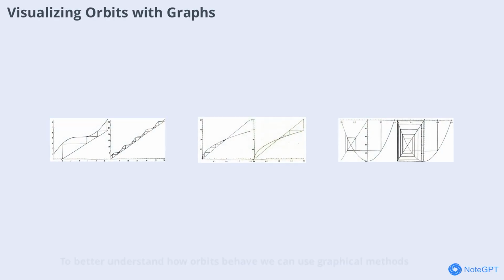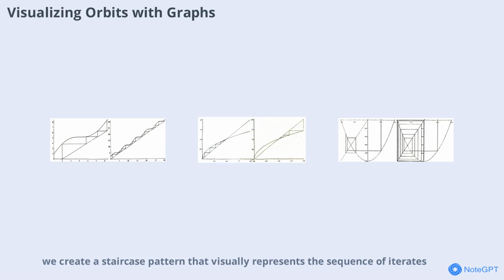To better understand how orbits behave, we can use graphical methods. By plotting the function y = f(x) alongside y = x and tracing the orbit of a starting point, we create a staircase pattern that visually represents the sequence of iterates. For example, with f(x) = x + sin(x) + 2, the orbit moves steadily to the right, while for f(x) = √x, orbits approach the fixed point at x = 1 from both sides.